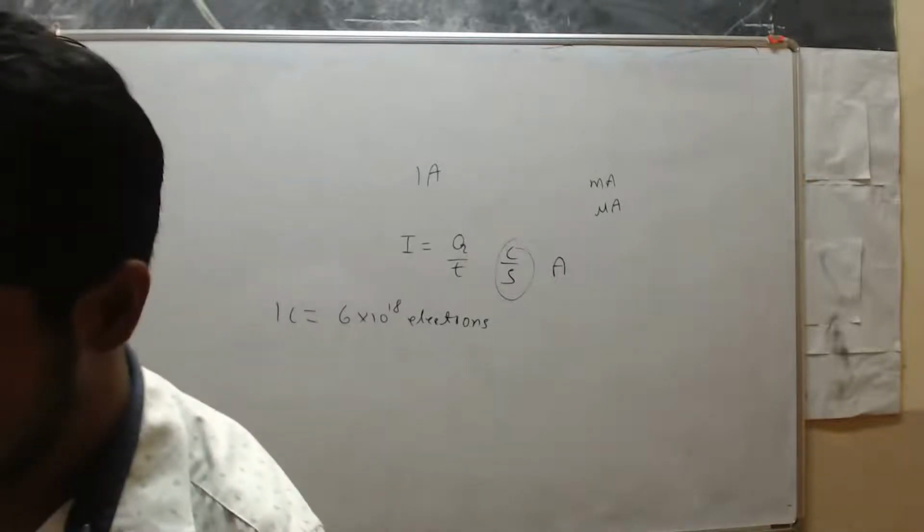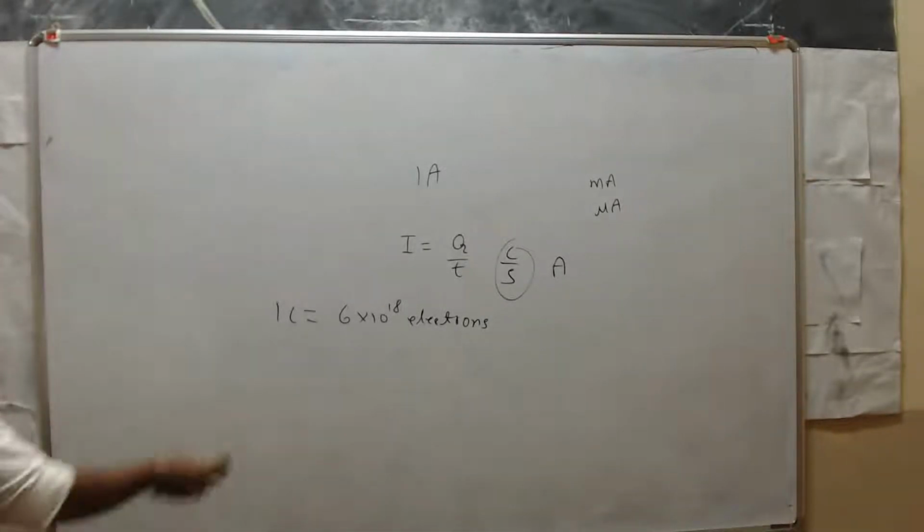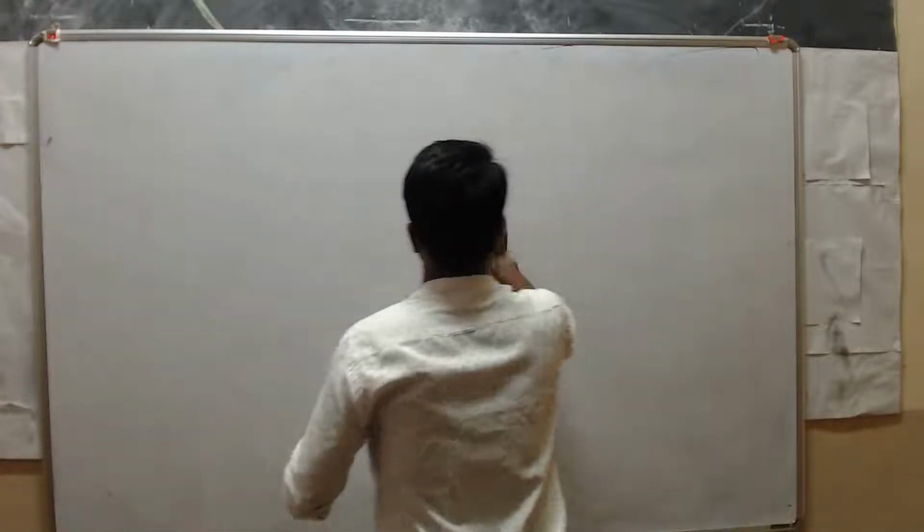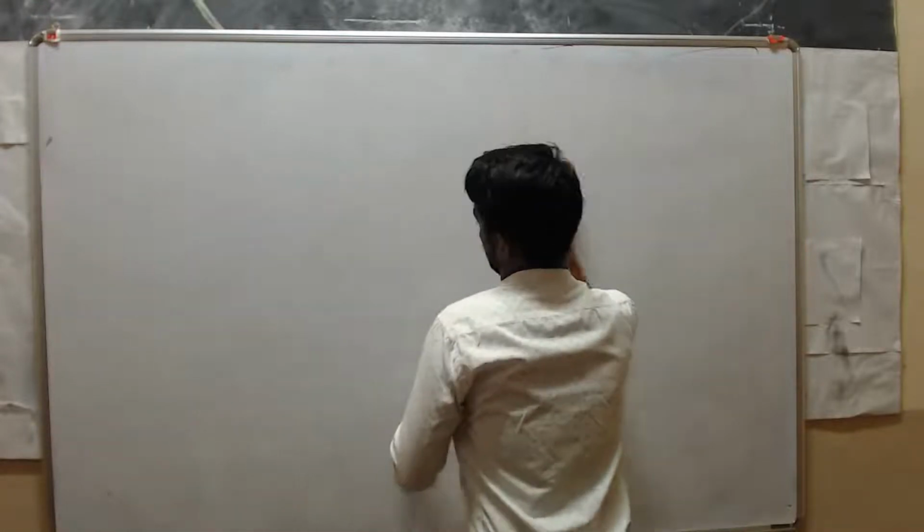Also, we have discussed one problem related to current. So today, first we shall study the symbols of electrical equipments. This is very important for 1 or 2 marks.